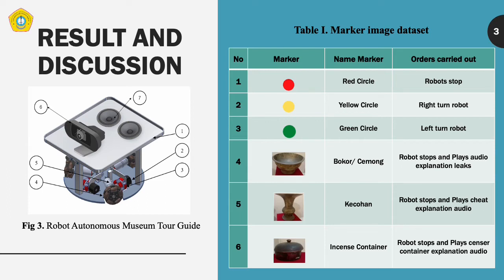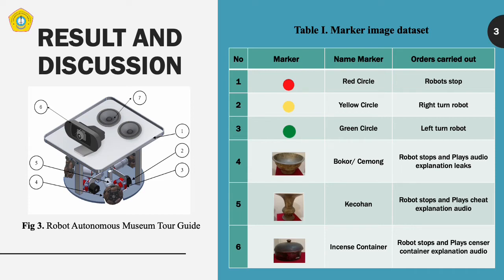The design of the autonomous museum tour guide robot consists of mechanical, electronic, and method design that will be used by the robot. The following is the design of the robot that has been made. Mechanical design is a temporary design process of the system to be made, and this is the figure of the robot.